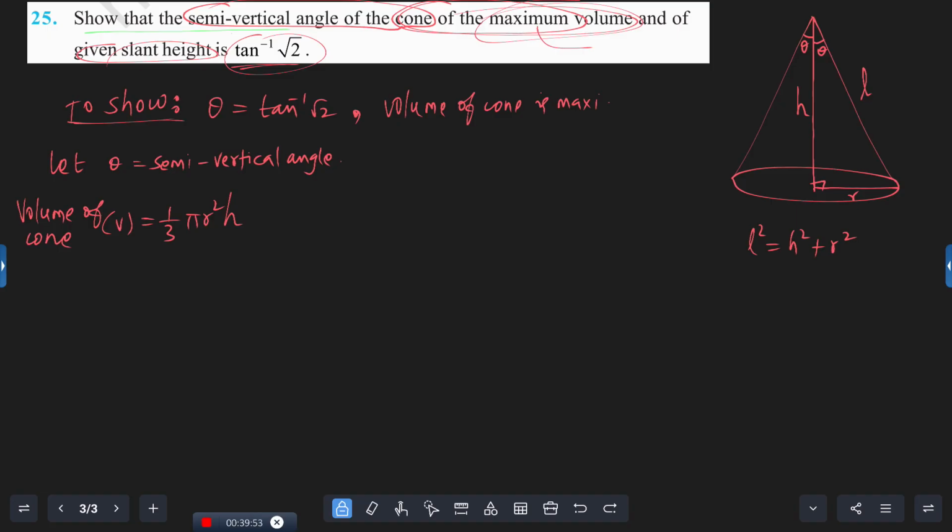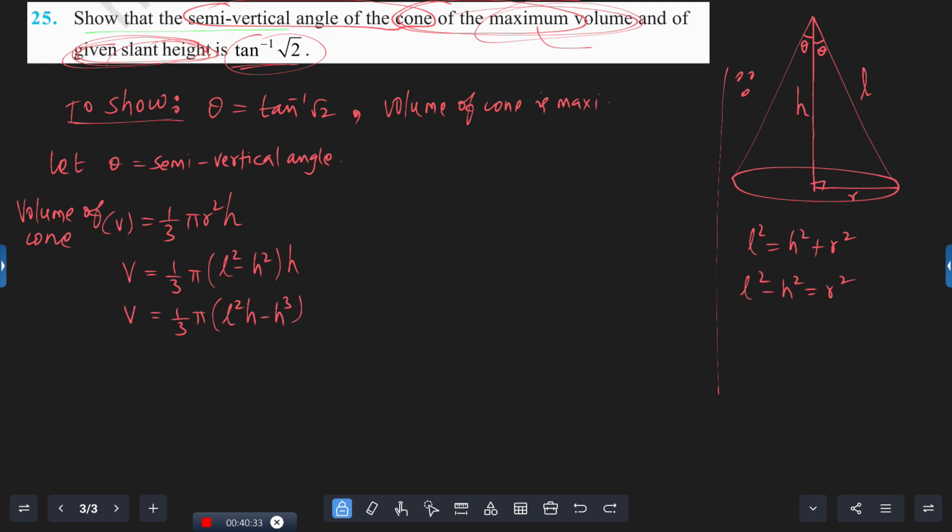The slant height is given, so you must use the slant height and bring it into the volume. Then L square minus H square is equal to R square. R square is easy to find because here there is a square, and here also there is a square. So I am finding R square. Now V I am writing as 1 by 3 pi times L square minus H square into H. The outside H you multiply inside. So 1 by 3 pi into L square H minus H cube.